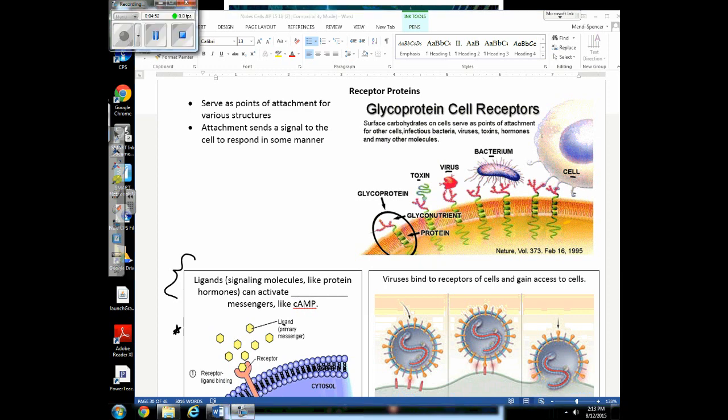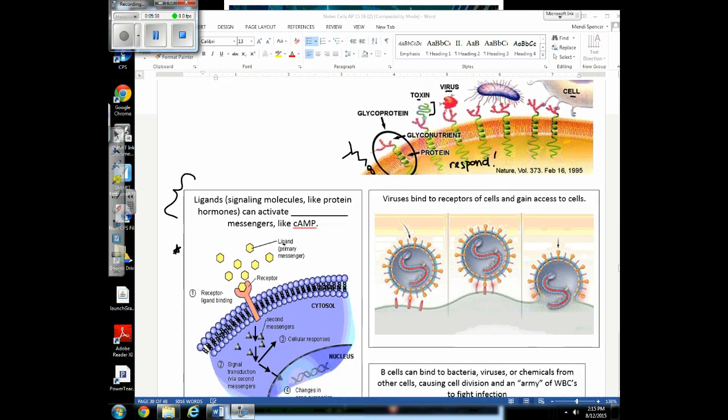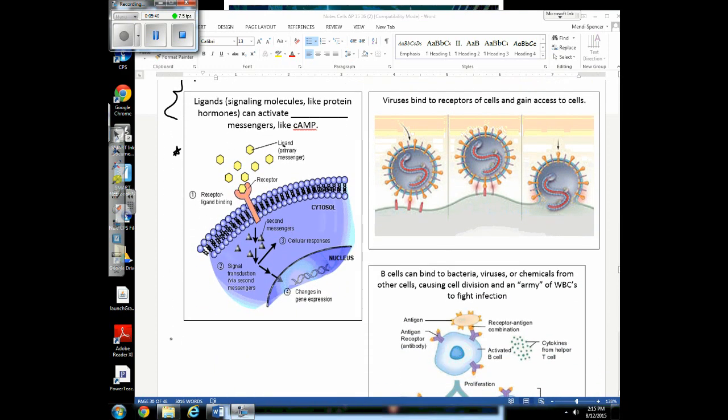And remember, we said that many marker proteins are considered glycoproteins. But remember, we also have those glycolipids, and that is a lipid with a carbohydrate chain attached. And they can also serve as cell receptors. But the common idea to understand is that whenever a substance binds to a receptor, then the cell is going to respond in some way. Down below, I've included some diagrams that attempt to show you some of the responses that can result due to the binding to these receptors.